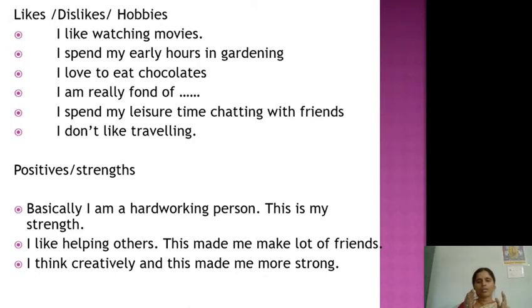So you are giving one positive thing about yourself, and you are trying to support that statement by adding some information. So, I think creatively, and this made me stronger. Such expressions you can add to tell about yourself, to mention your strengths or your positive things. Everyone will have their own strengths and their own positives. These are some of the examples which you can make use of. In this way you can express yourself when you are telling about your positives and strengths.